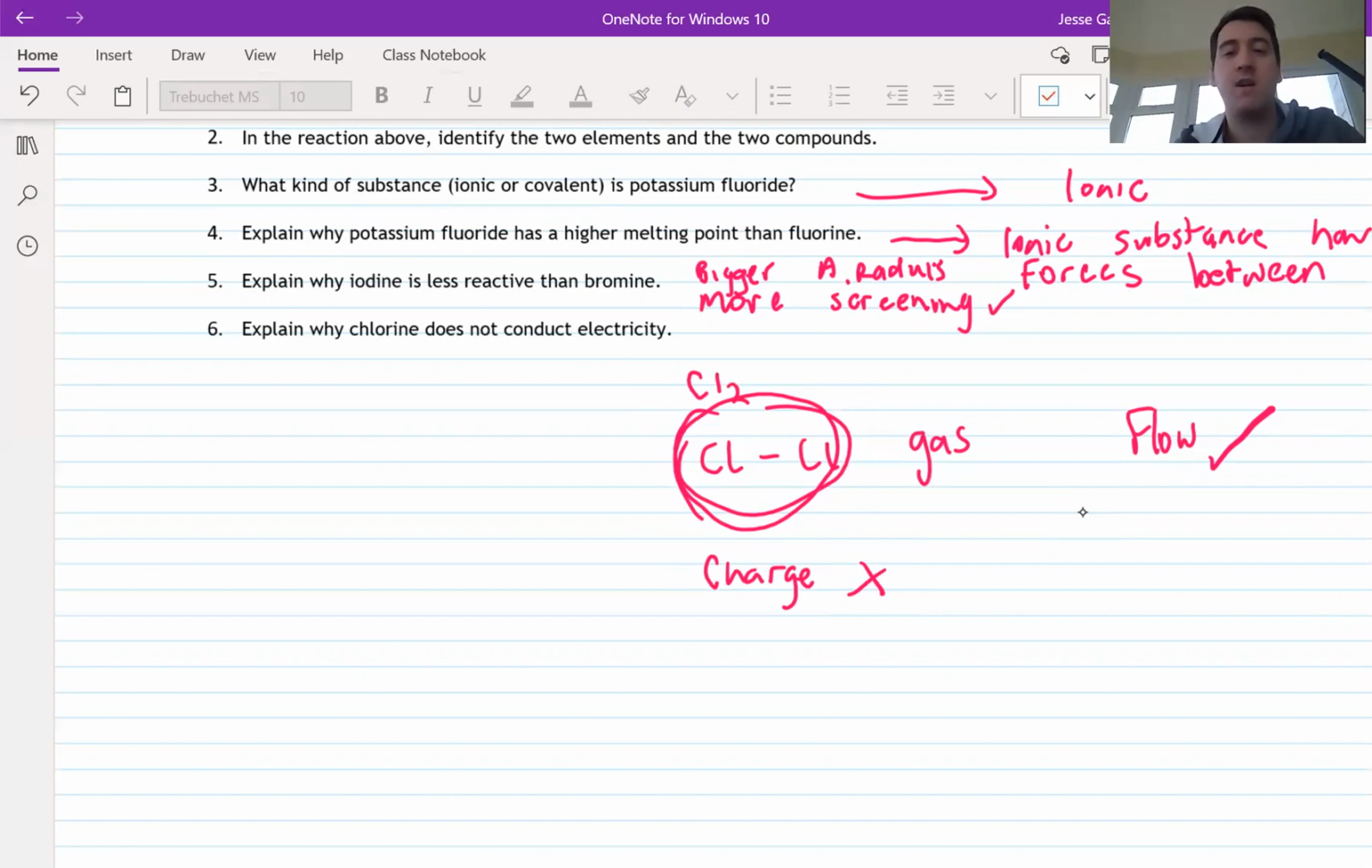So even though the particles can move about, they do not carry any charge and therefore they cannot conduct electricity. Again, that one's quite tricky and it's very applied. It's really applying your knowledge to see, do you know that covalent substances do not conduct electricity, ionic substances do conduct electricity. And this is obviously a covalent substance, does not conduct electricity because it has no charge. It has no ions in it, there's no charged particles.